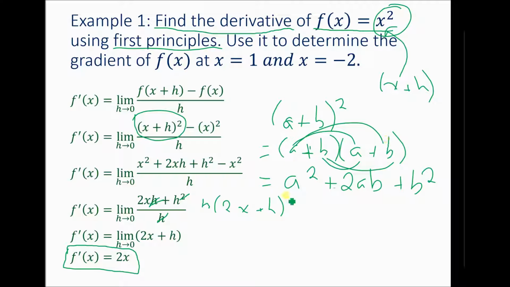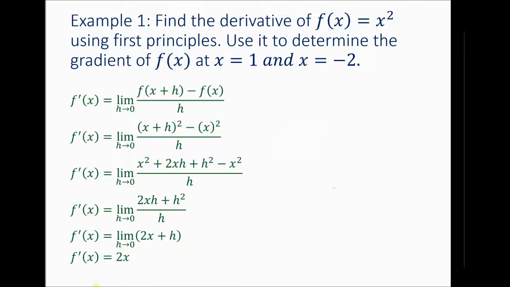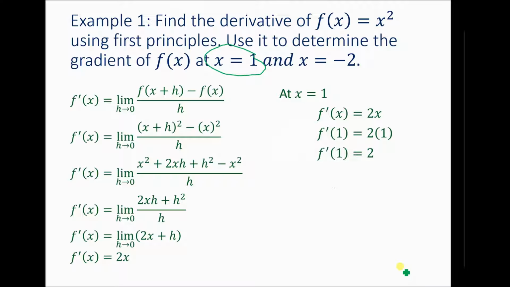So let me erase all this, and we'll do that. Let's have a look at actually doing the substitution. I want to plug in when x is equal to 1. At x equals 1, my derivative function was 2x. I plug in the 1, and that simplifies to just 2. Now let's have a look at a graph and confirm that when x is equal to 1, my derivative is actually 2. My gradient at that point is 2.